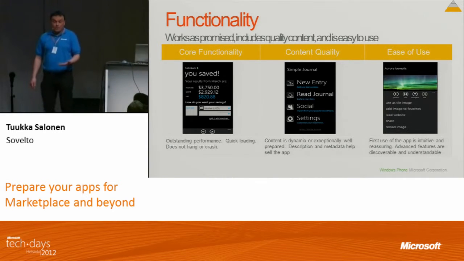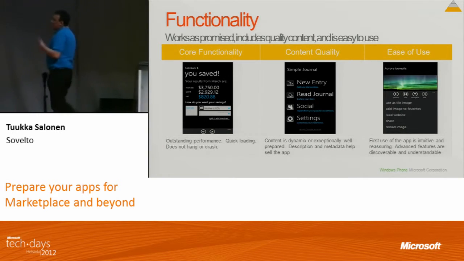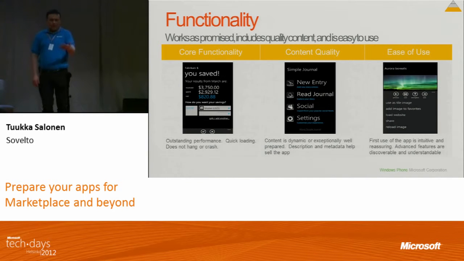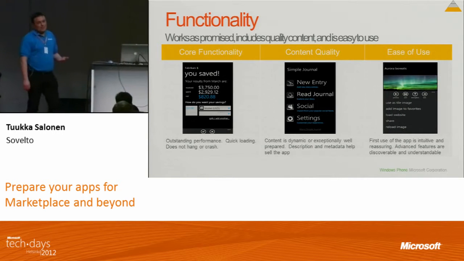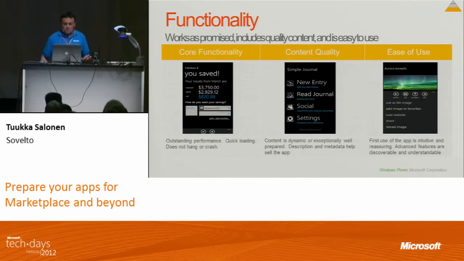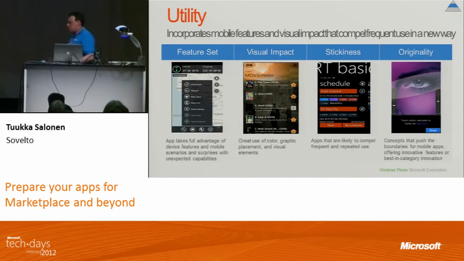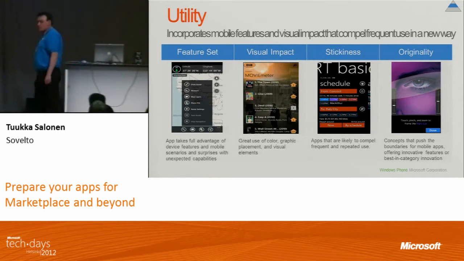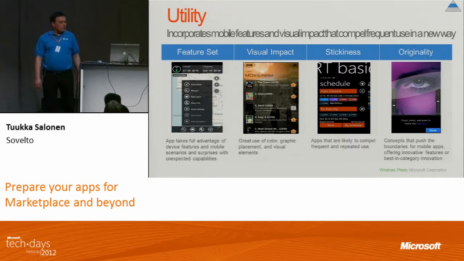This shouldn't be a surprise to anyone. Ease of use. Well, if someone downloads an application and tries to figure out what it's doing for like 2 minutes, most likely he's never coming back. So ease of use is important. Functionality: it works, it's fast, it's easy to use. And dynamic content is also good. It would be quite stupid to have a newsreader without dynamic content, but that's probably not going to happen.